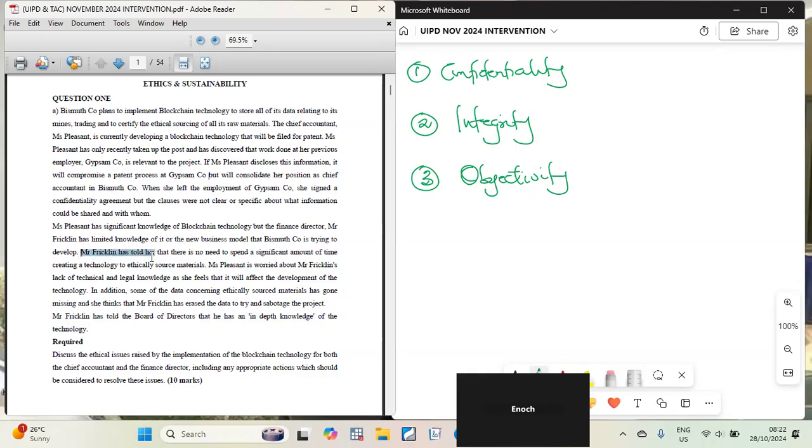He deleted some of the information. That is one. Number two, he told her that there is no need to spend a significant amount of time creating the technology to be an ethically sourced material. That is something he is pushing on the woman. That is undue influence. So you can see all the three things that explain objectivity, and you can explain all those places for your marks. All right.